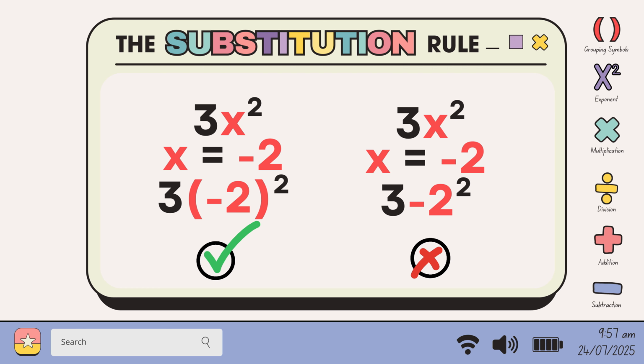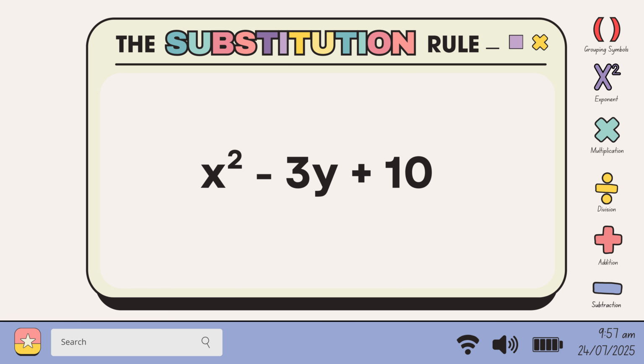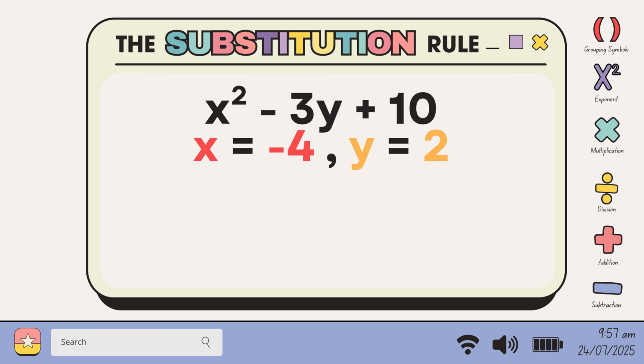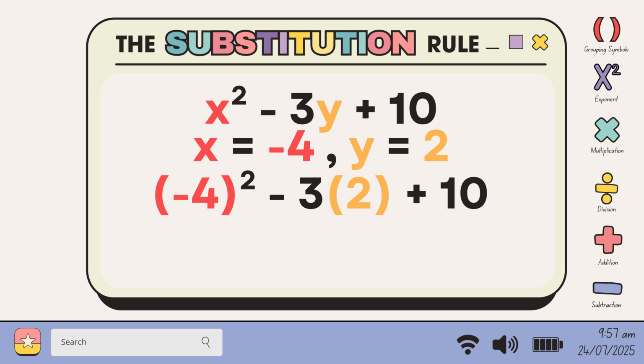Now, let's try a more complex expression, x squared minus 3y plus 10. For this problem, let x equals negative 4 and y equals 2. First, we replace x and y with their corresponding values. Then, it looks like this. Negative 4 squared minus 3 times 2 plus 10.